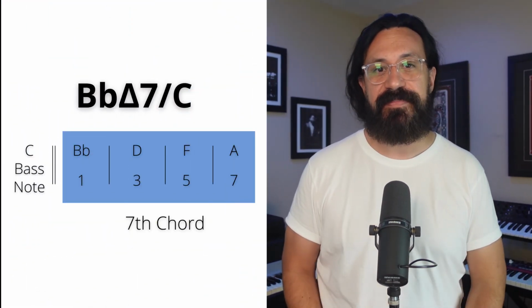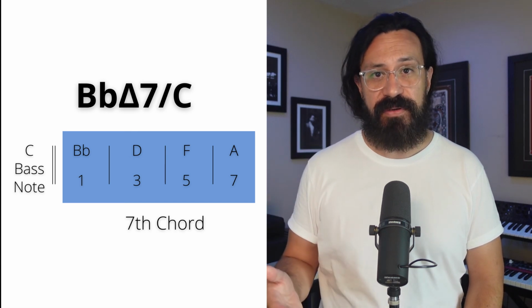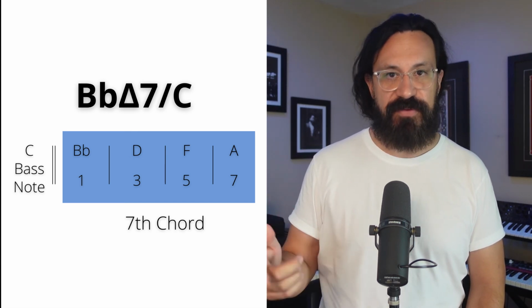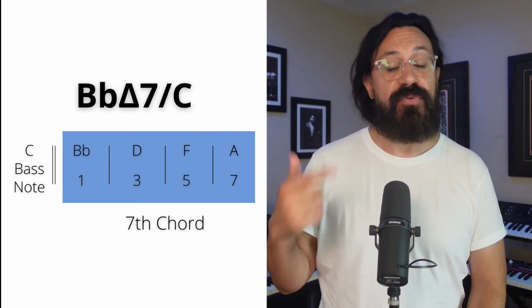Let's do one that looks a little bit more intimidating, like this one. So here we'll play all the notes in the B flat major 7 chord, root, major 3rd, perfect 5th, major 7th, and then add the C on the bottom for our bass note. Here are some of the ways I might arrange this chord.